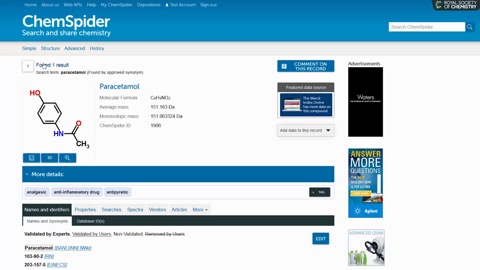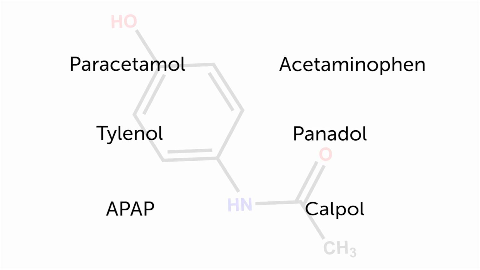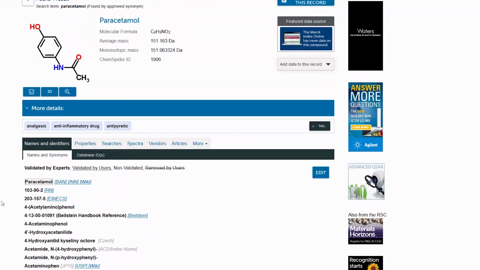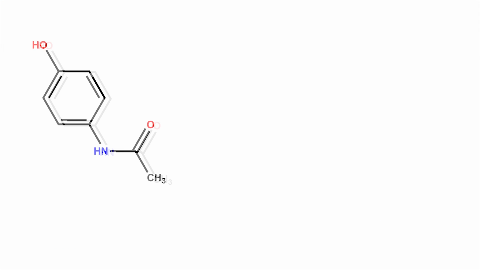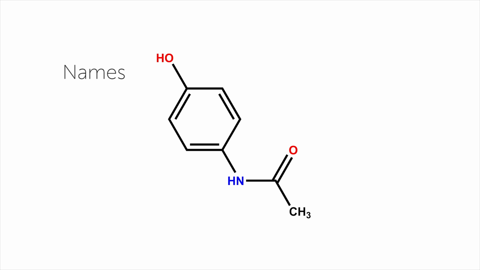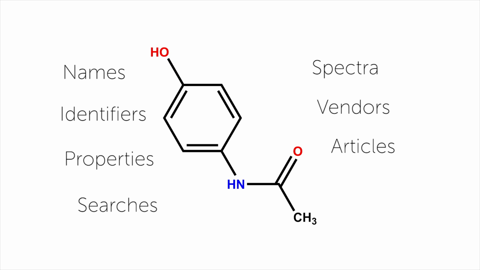Even simple molecules might have different generic names depending on where you live, and dozens or even hundreds of brand names. So instead of starting with the name, we start with the structure and tie all of the names back to it. Then we associate all of the other information we have about the molecule with that structure.